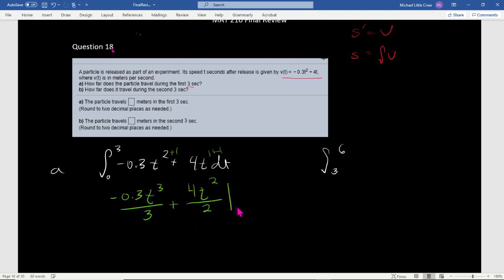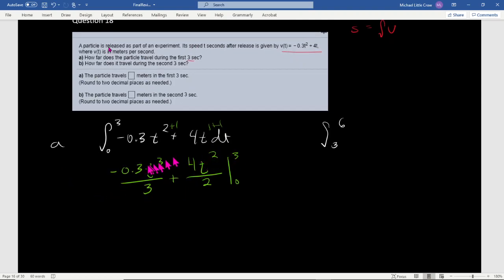We want to see from 0 to 3 what is the accumulated distance, the speed. Speed is how fast they're moving. The integral gives us how much distance was traveled. The good thing is we got a shortcut here. If we plug in 0, the second part is just 0, so we're subtracting 0, nothing to worry about. So we really just focus on plugging in 3 to each of these. So we get minus 0.3 times 3 to the third over 3, plus 4 times 3 squared over 2. And we don't need to worry about the 0 because that's all 0. Round to 2 decimal places as needed.